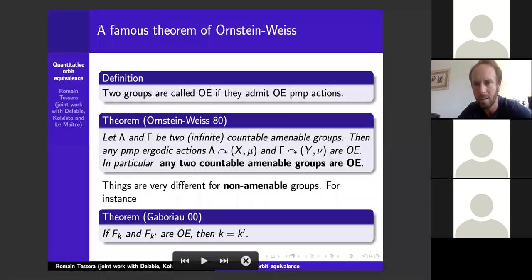One more quick question. In the definition of orbit equivalence of two groups, do you need the action to be ergodic as well? It's free, obviously, in the PMP action. But you don't, because with this definition, if you have a pair of actions which are orbit equivalent, you will also find an ergodic one, because you'll go to the ergodic component. Yeah, okay. Yeah, exactly. Thanks.